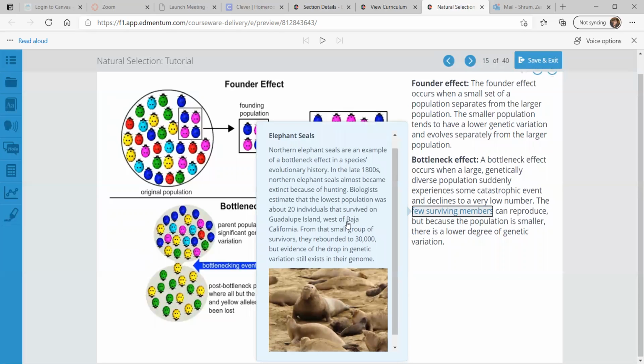So here, northern elephant seals are an example of a bottleneck effect in a species' evolutionary history. So in the late 1800s, northern elephant seals almost became extinct because of hunting. Biologists estimate that the lowest population was about 20 individuals that survived on Guadalupe Island, west of Baja California. From that small group of survivors, they rebounded to 30,000. But evidence of the drop in genetic variation still exists in their genome.